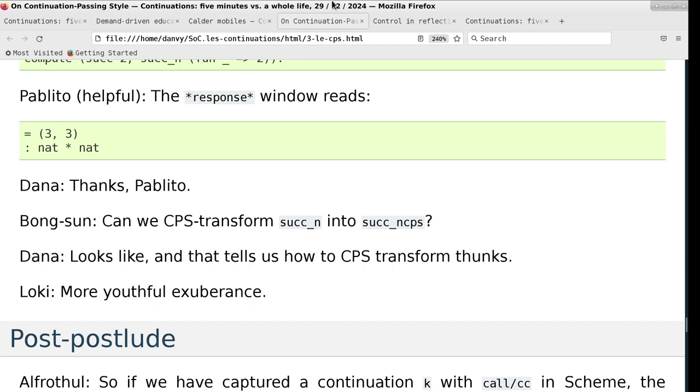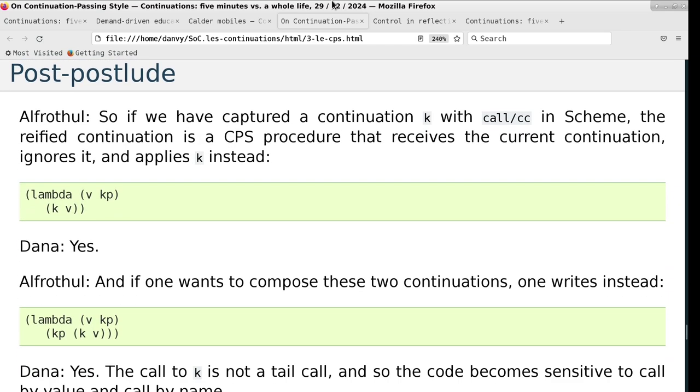Thanks, Calipito. Can we CPS transform successor into successor CPS? Looks like that tells us how to CPS transform thunks. More useful exuberance.